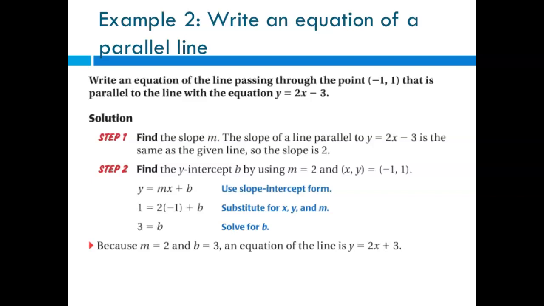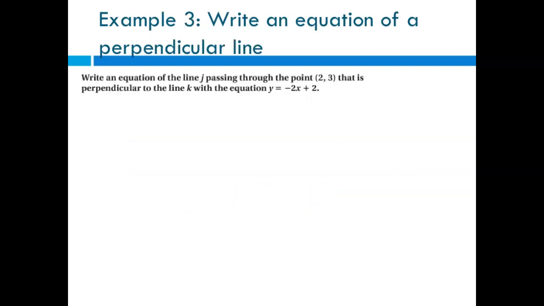Alright, now let's write an equation of a perpendicular line. So here it says, write an equation of the line J, passing through the point (2, 3), that is perpendicular to the line K, with the equation y equals negative 2x plus 2. If we're trying to find the line J, which is perpendicular to line K, then the slope of line J must be the opposite reciprocal of the slope of line K.